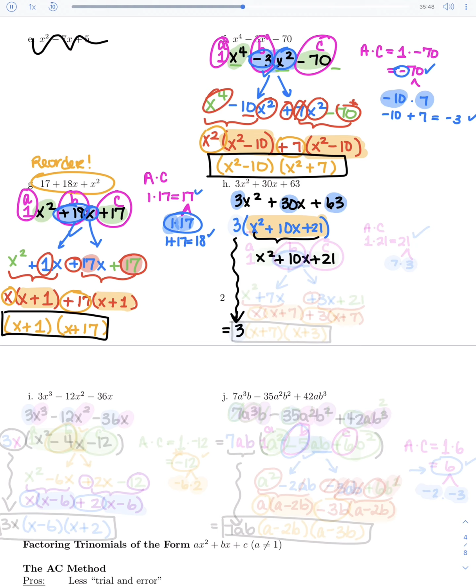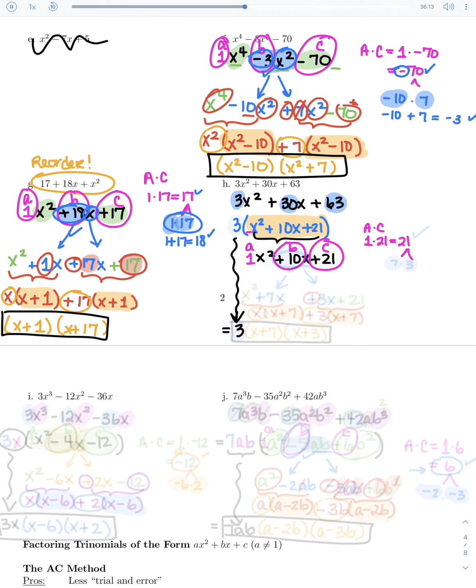So my AC method, my A, which is hidden, is 1. Remember, the 3 was out in front, so that's not your A. Your A is 1, what's in front of the x squared here. Your B is a positive 10, and your C is a 21. So when we go to do our AC method, our A times C is 1 times 21, which is 21.